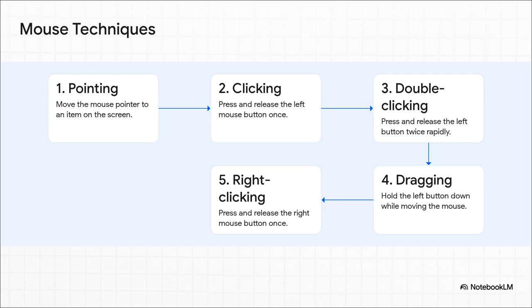You point at things, you click them, you double-click to open them, you drag them around, and you right-click to get more options. Seriously, almost everything you do boils down to one of these 5 things.